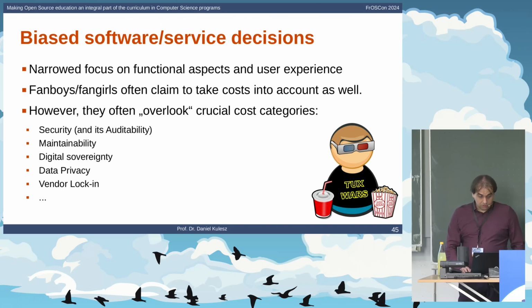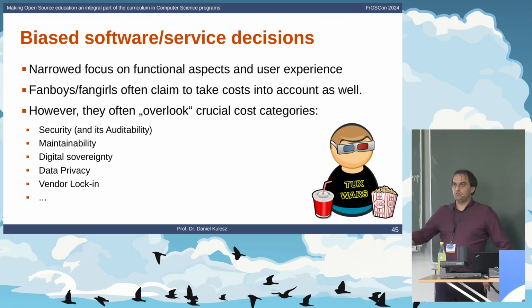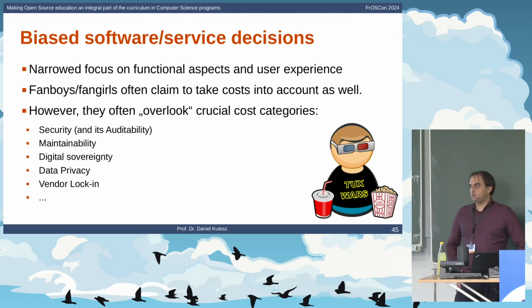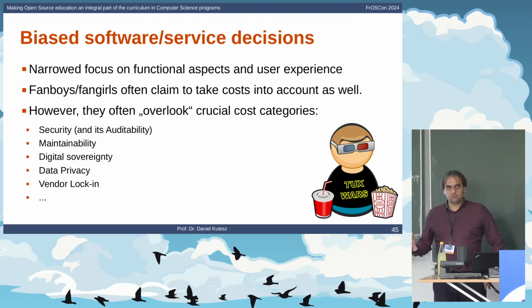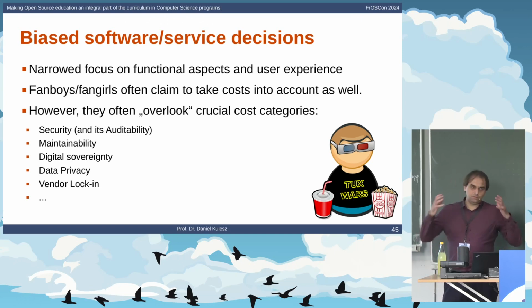Also other things like digital sovereignty, data privacy, vendor lock-in. Can your organization stay independent? How about future costs? What happens if the vendor of a certain system increases the monthly charges that you have to pay for their software? What happens then? Do you take all these things into account? My claim here is that fanboys or fangirls of certain products don't do that. They are so obsessed with the greatness of this product that they more or less disregard these things.